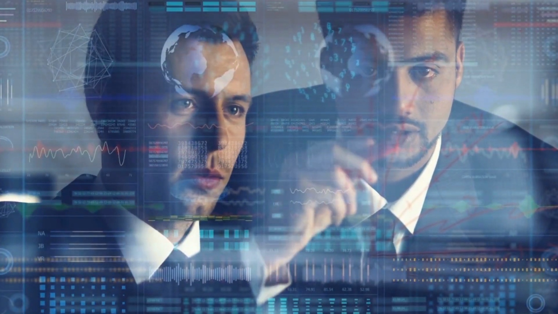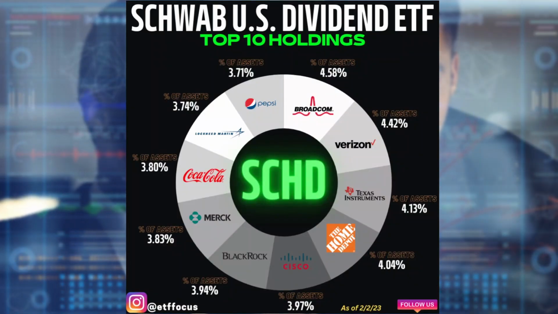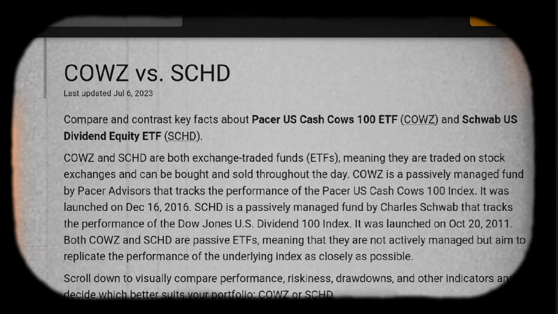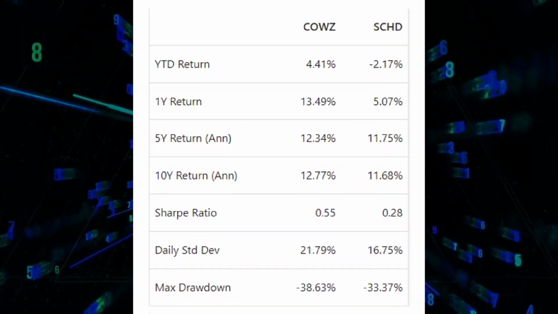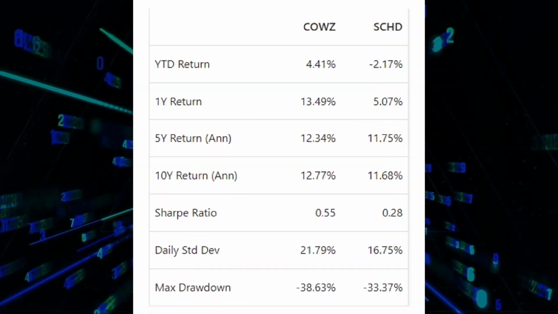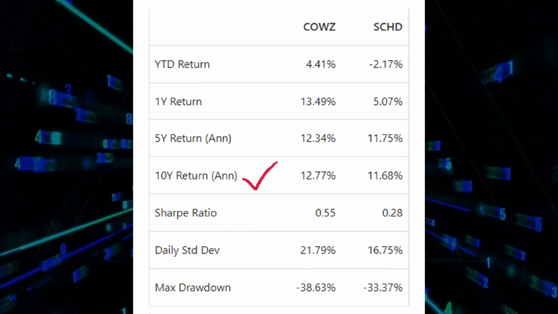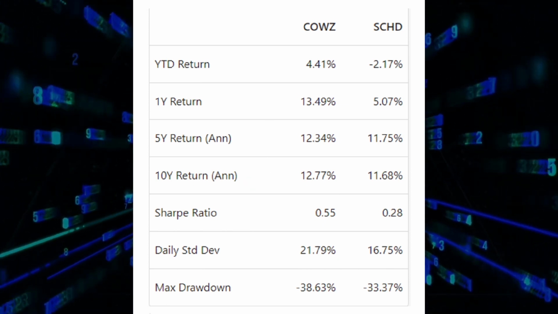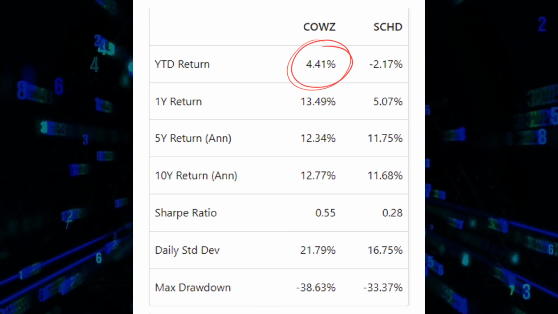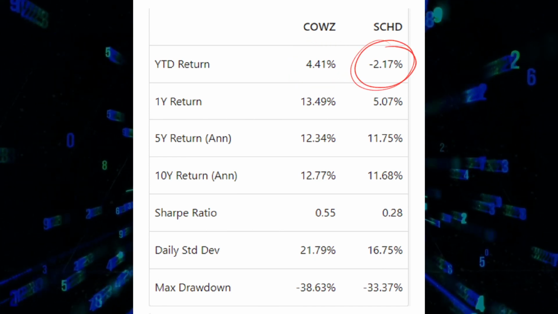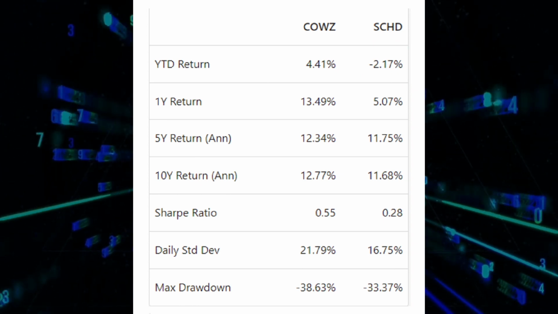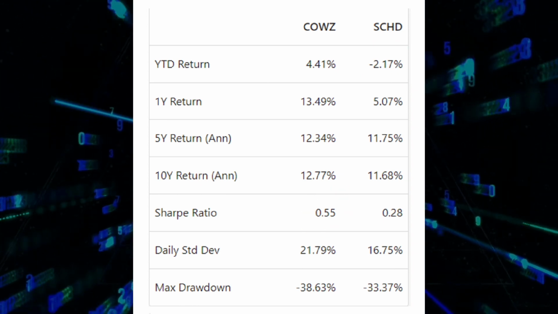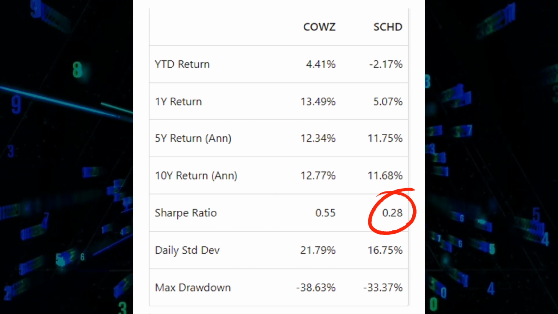Recently, we also talked about another popular value-focused dividend ETF called SCHD. How does COWZ compare with SCHD? Well, the historical performance of COWZ shows that COWZ outperformed SCHD in 1 year, 3-year, 5-year, and 10-year periods. Year-to-date, COWZ returned 4.4%, significantly higher than SCHD's -2.17% decline. More importantly, COWZ has a Sharpe ratio of 0.55 compared to SCHD's Sharpe ratio of 0.28.